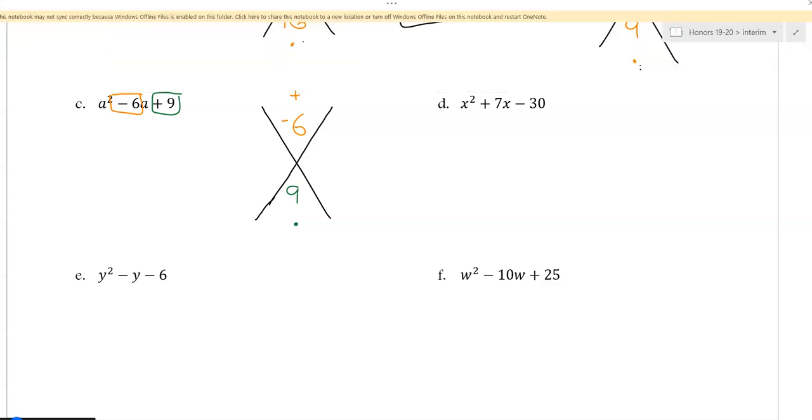Looking at part D, x squared plus 7x minus 30. I'll switch back to my colors I was using previously. Positive 7 is what we're adding to. Negative 30 is what we're multiplying to.